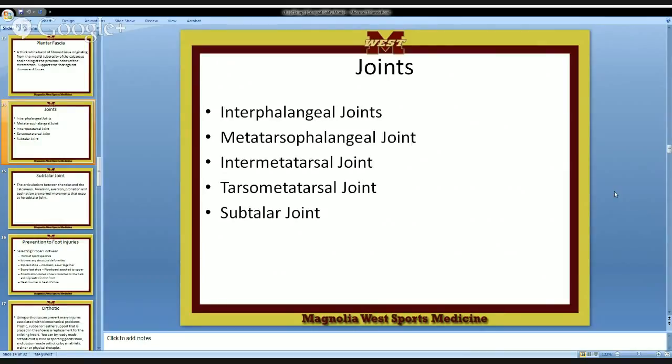Your metatarsal phalangeal joint. That tells you exactly where it is. Yeah, if that was your foot, that's where it would be. Yes. Okay.